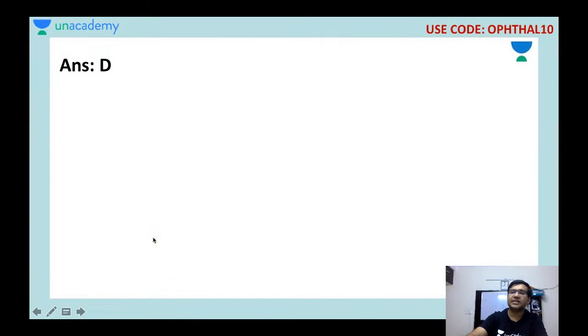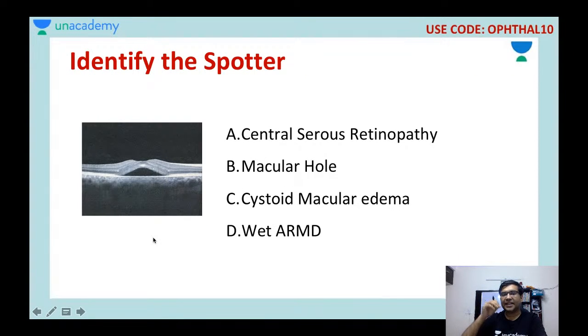The next question is an OCT image. Identify the spotter here. These 9 layers which you are seeing are called the neurosensory retina, and the 10th layer which you can see, the hyper-reflective layer, is the retinal pigment epithelium. So this layer is the RPE, and these 9 layers are collectively called neurosensory retina.